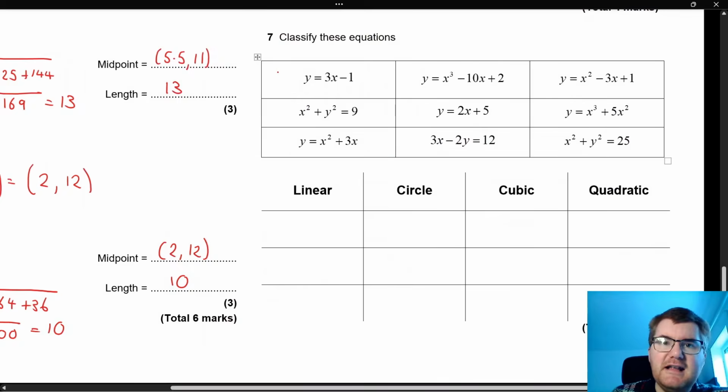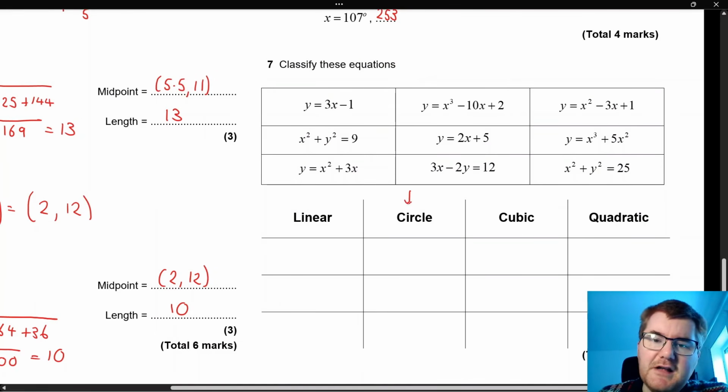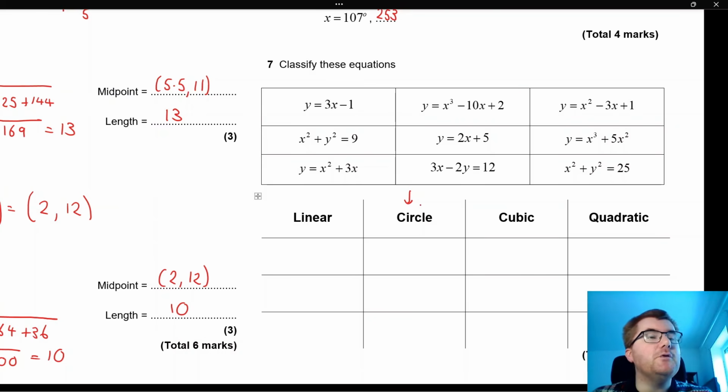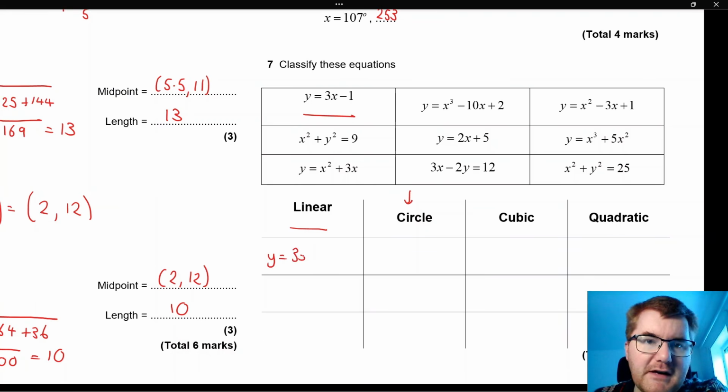Now, the last one here is classify these equations. This goes a little bit beyond syllabus because notice I've popped in circle here, but that's quite useful because if you do A-level maths paper 1, you're going to see a lot of work with equations of circles. But we can do this by elimination anyway. So if you want a linear function, then it's anything just with an x in it. So we just have an x, don't have any x squared, x cubed, or anything else. So this one here just has an x in it. So y equals 3x minus 1. So that's one that's linear.